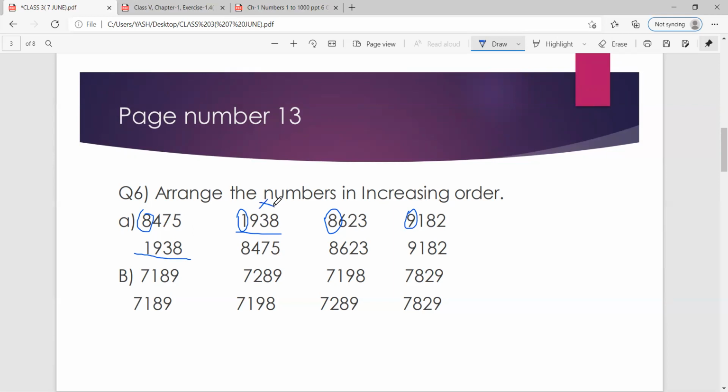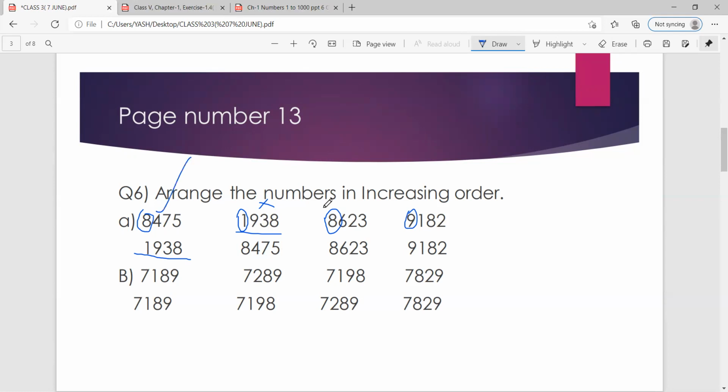Let me cut it. Now we have to compare among three numbers which we have left after this number. So here we have number 8475, 8623, 9182. Now let's check after this number, after 1938, which one should be at second place. So that means we have to check the first digits again. So here we have 8, here we have 8, and here we have 9. So which one is smallest among these three? So obviously 8 is smallest. But here we have two 8s.